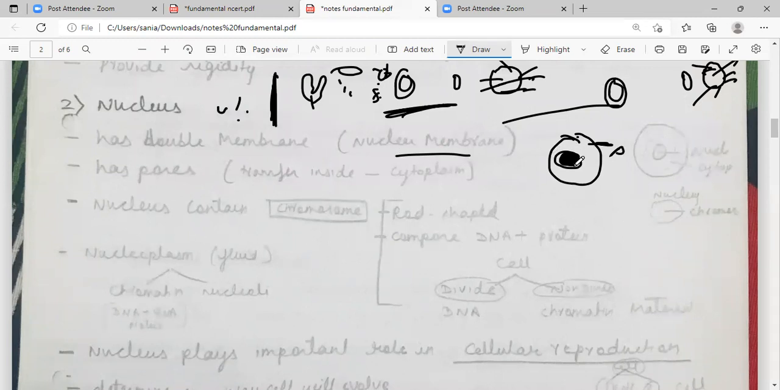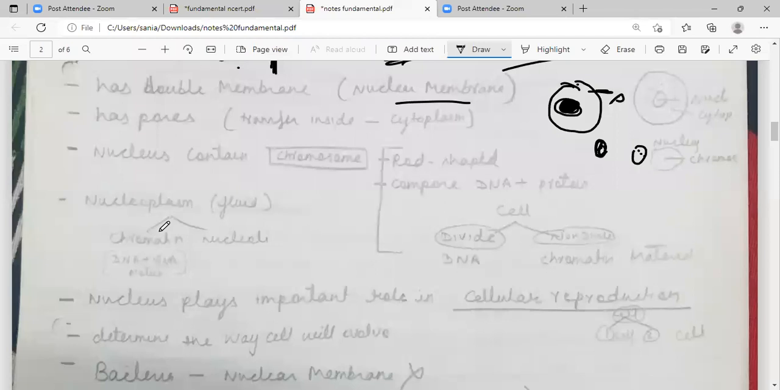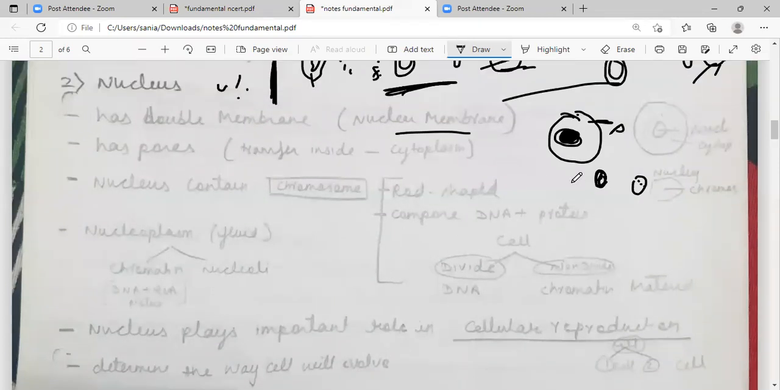Now the next thing is that it has pores. So this nucleus, for example, has pores, right? Ma'am, what are pores? Basically, they transfer things. Pores means small dotted, small spaces. So basically, they transfer things. Next is nucleoplasm. As I told you, inside the nucleus you have nucleoplasm. Nucleoplasm is a fluid, and it has two things: one is chromatin and one is nucleoid, right? And inside the nucleus you will be getting the chromosomes, right?